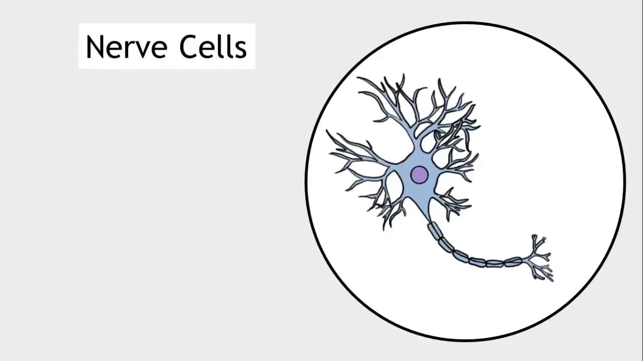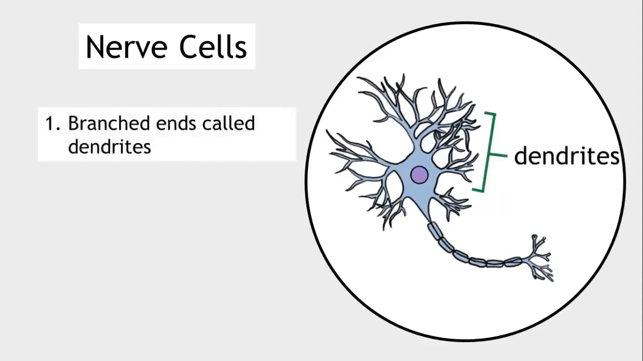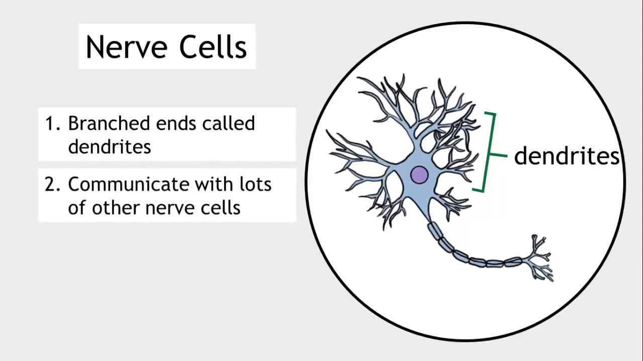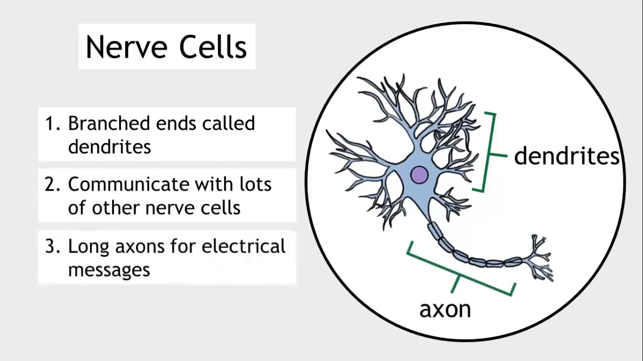Nerve cells are specialized in that they have branched endings called dendrites. This is so they can communicate with lots of other nerve cells. You will also notice they have long axons along which the electrical message can travel.